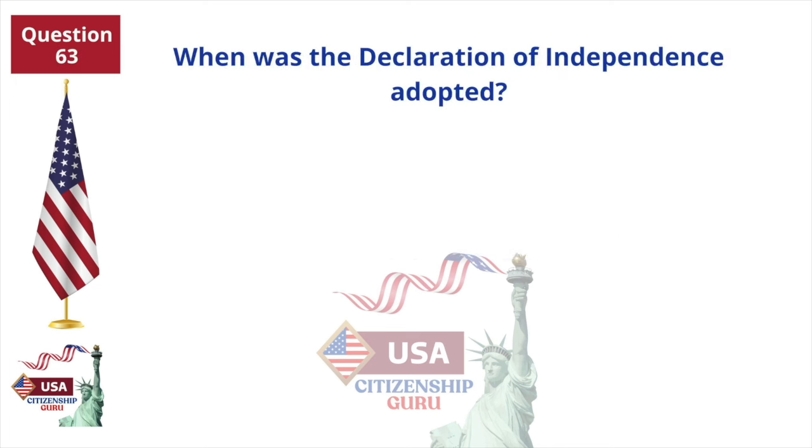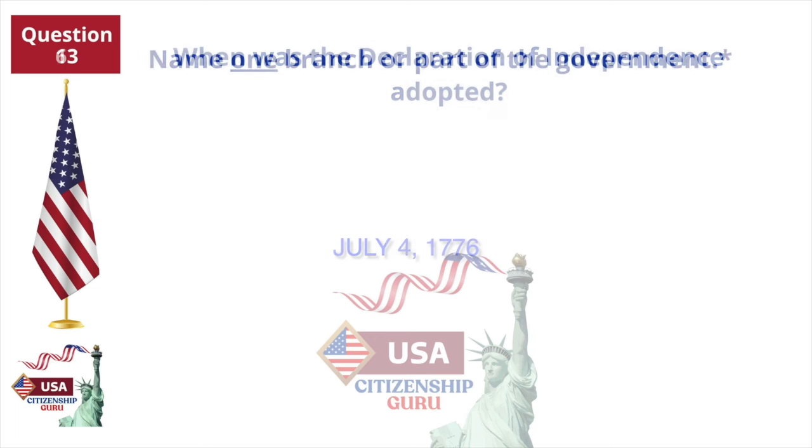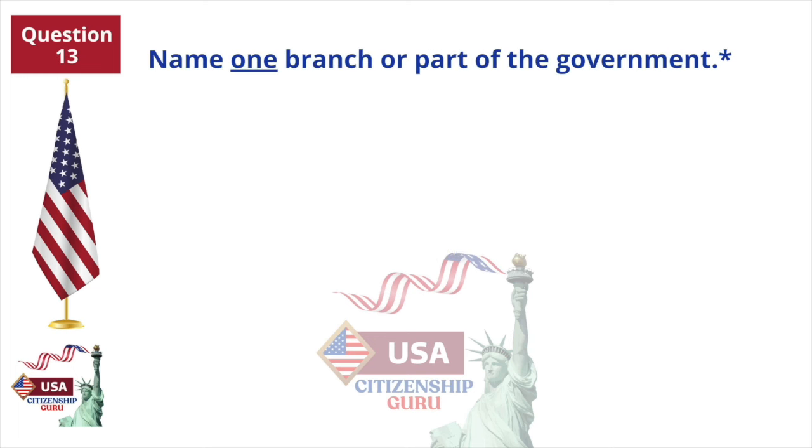When was the Declaration of Independence adopted? 1776. Name one branch or part of the government. Congress.